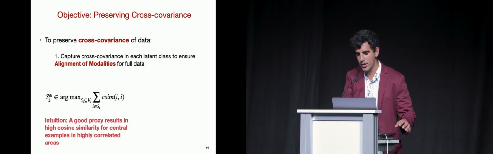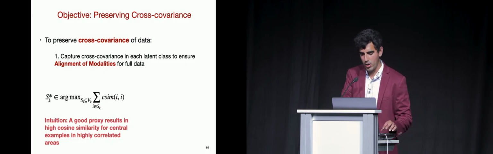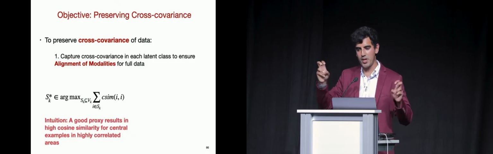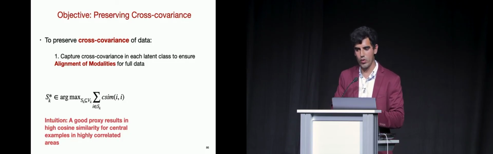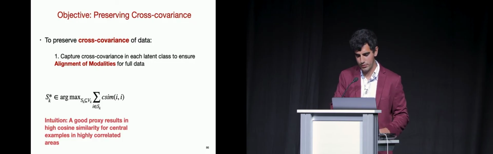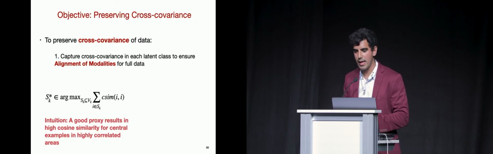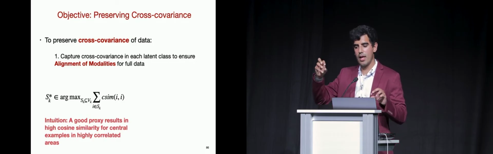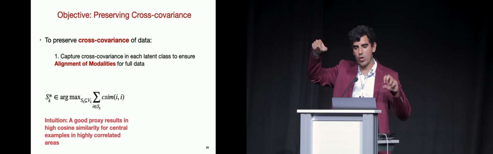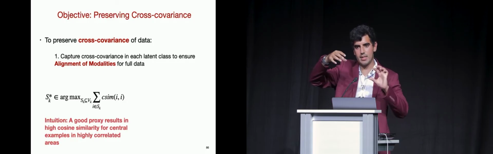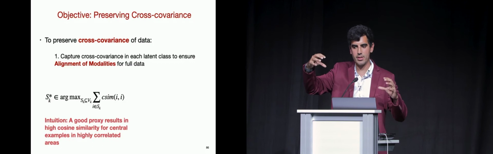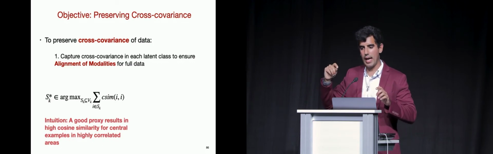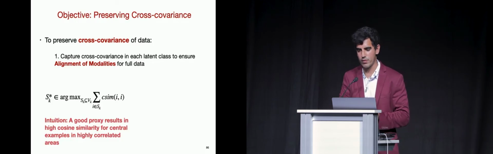So now to preserve the cross covariance of the data, I said earlier we want to do these two things, and the first was alignment of the modalities. We want to preserve the cross covariance within each latent class. What I mean by that is that we want to pick examples that are in these highly correlated areas. That's the bulk of the cross covariance within a latent class, these super dense areas, and we want to pick examples from those areas. And this is the formal objective we use to find that.